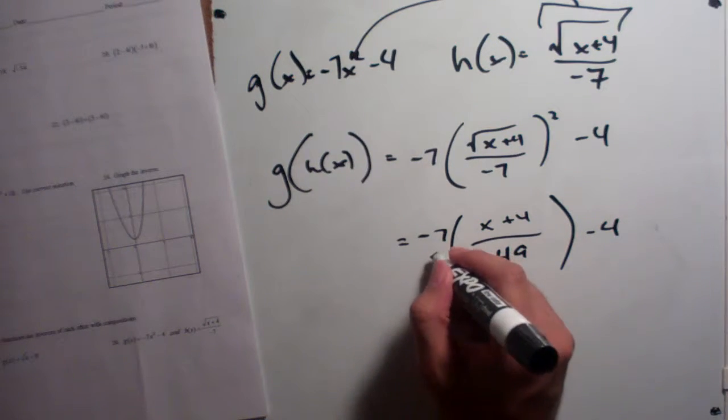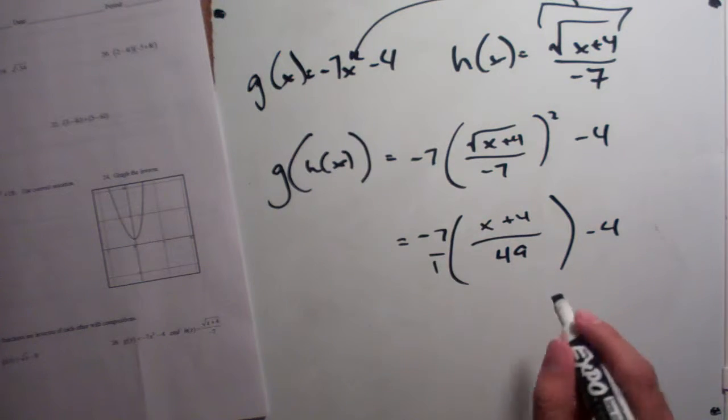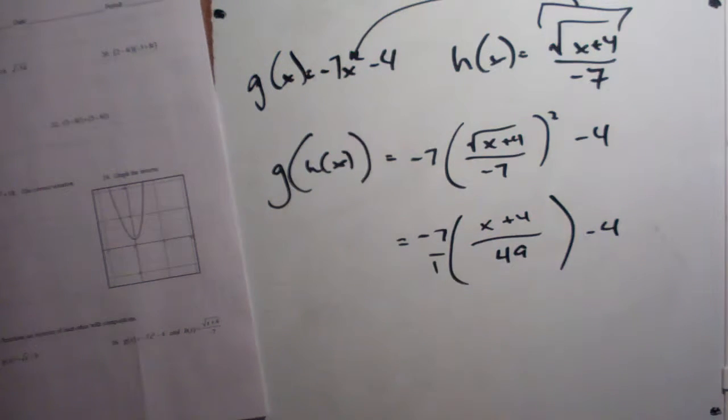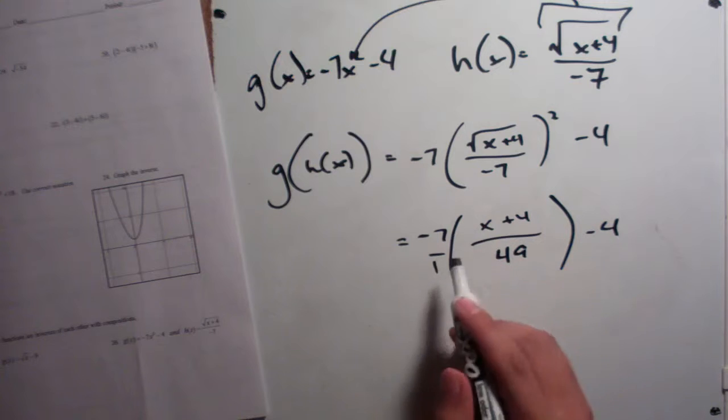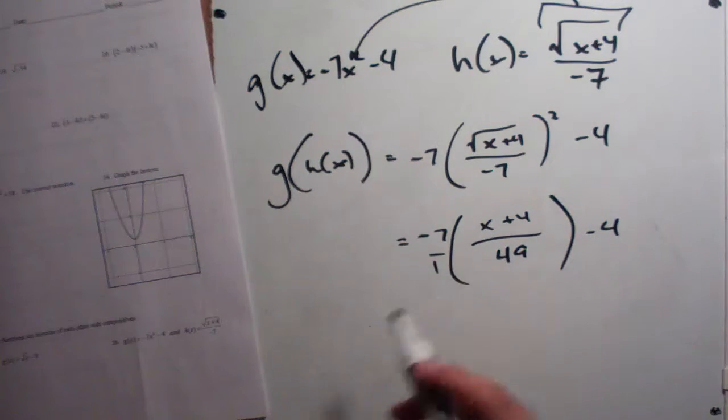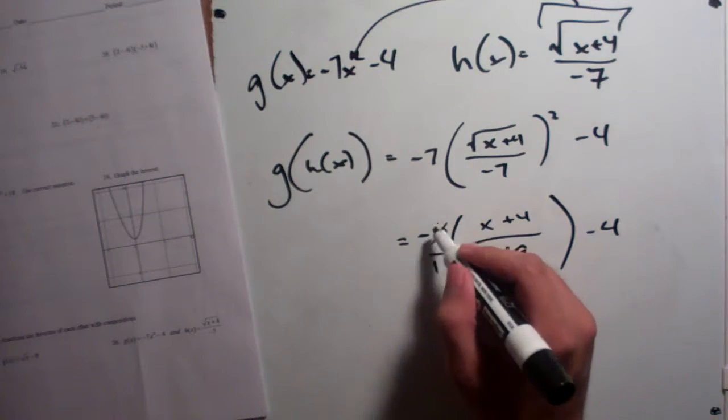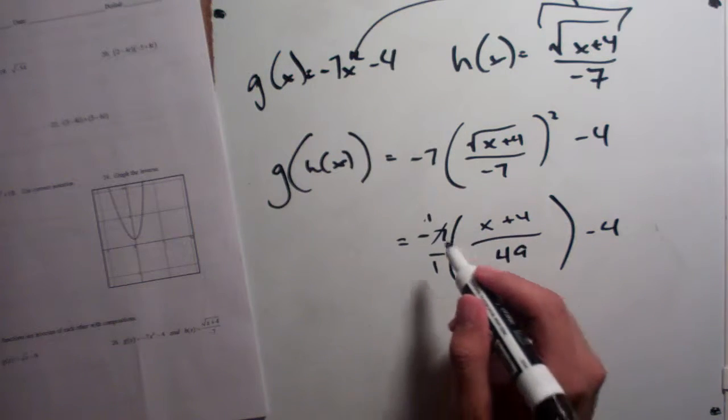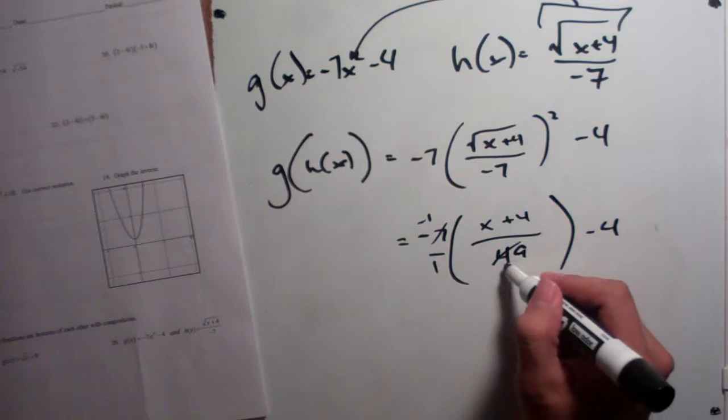With this, you might want to think of negative 7 over 1. So you could actually multiply the top, multiply the bottom. But with this, there's a number that can go into 7 and 49. We're going to simplify here. 7 can go into both. 7 can go into negative 7, negative 1. And 7 can go into here 7 times.